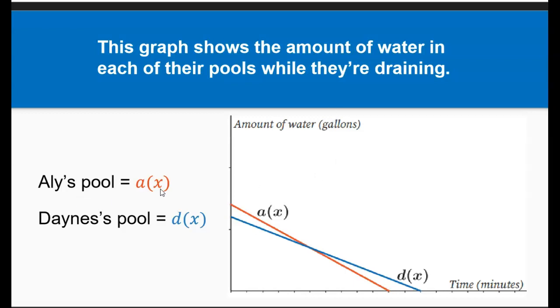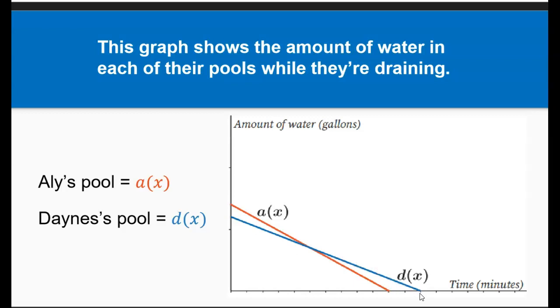You can see Allie's pool is in red here. It's listed as A of X for Allie. And you can see it decreases that way. We are draining the pool, so it starts at a certain level. This is gallons of water. And it goes down until it hits 0 gallons at some time. Dane's pool is represented by D of X, or the blue line, and it looks like that.